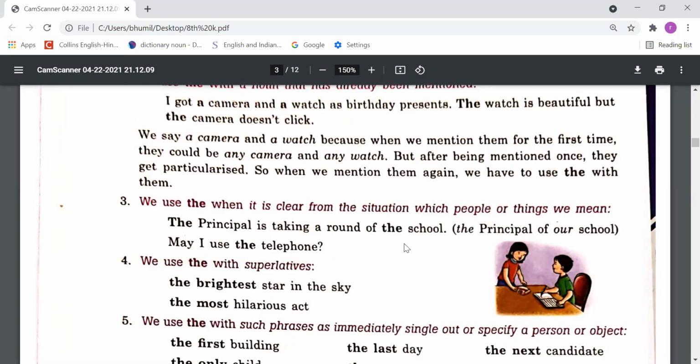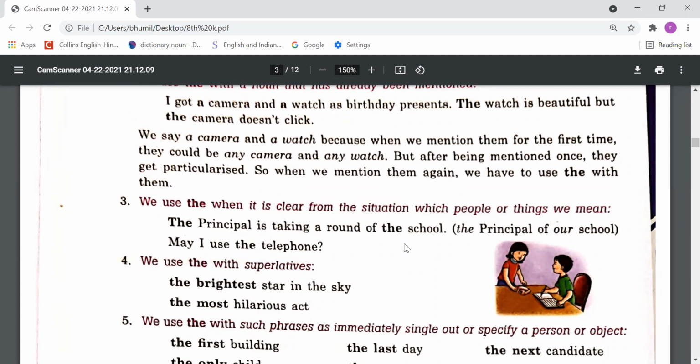Fourth point, we use "the" with superlative degrees. This point you have to remember: with superlative degrees, the noun also becomes unique. That's why we need to use "the" with superlative degrees. So whenever we use superlative degrees, we need to use the article. The brightest star in the sky, the most hilarious act. So in this way we need to use it.